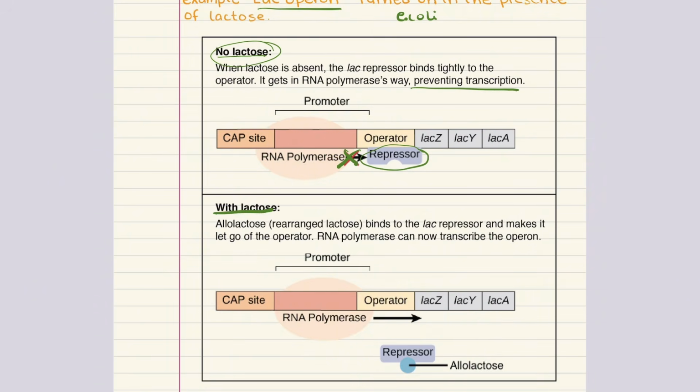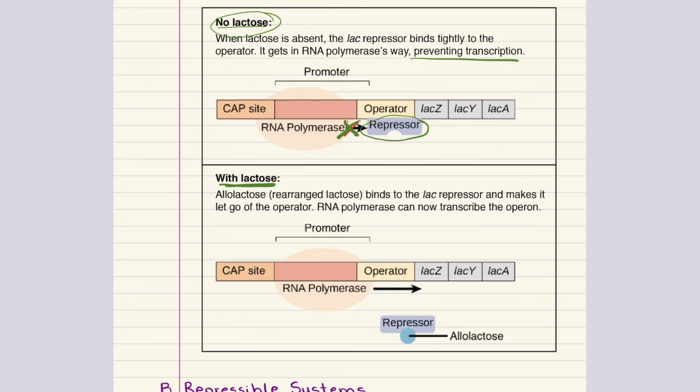But when lactose does become present or available, some of it gets converted into a molecule called allolactose. This acts as an inducer. And what does an inducer do? It's going to bind to the repressor, it's going to cause it to change shape, and then it will fall off. All right? Once the repressor is gone, RNA polymerase can now proceed with transcription, and the cell begins to make the enzymes that are needed to break down lactose.